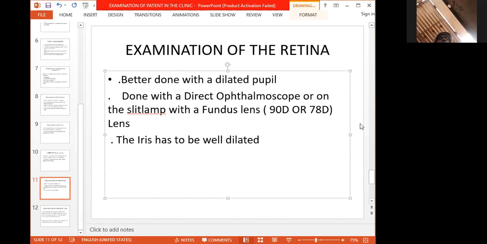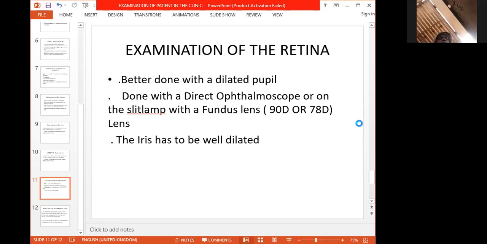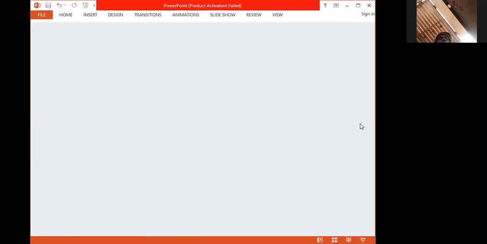If you want to see the retina, you have to dilate the pupil and tell the patient that for a day or so, their vision may come down. It's because of the medicine I've put in for me to be able to see the back of the eye. Then the patient will be at ease when they go home, because you warned them. Some questions? No.